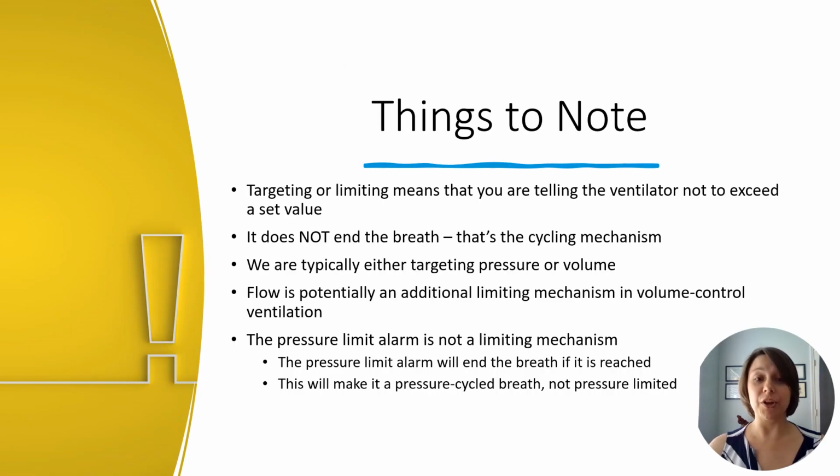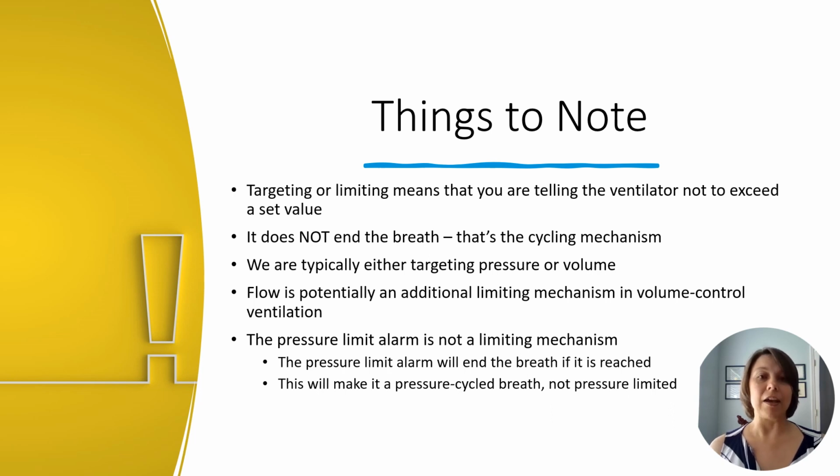A few other things to note. Just remember that targeting or limiting means that you are telling the ventilator not to exceed a set value. It does not end the breath. That is the cycling mechanism. We are typically targeting either pressure or volume. Flow is potentially an additional limiting mechanism in volume control ventilation.